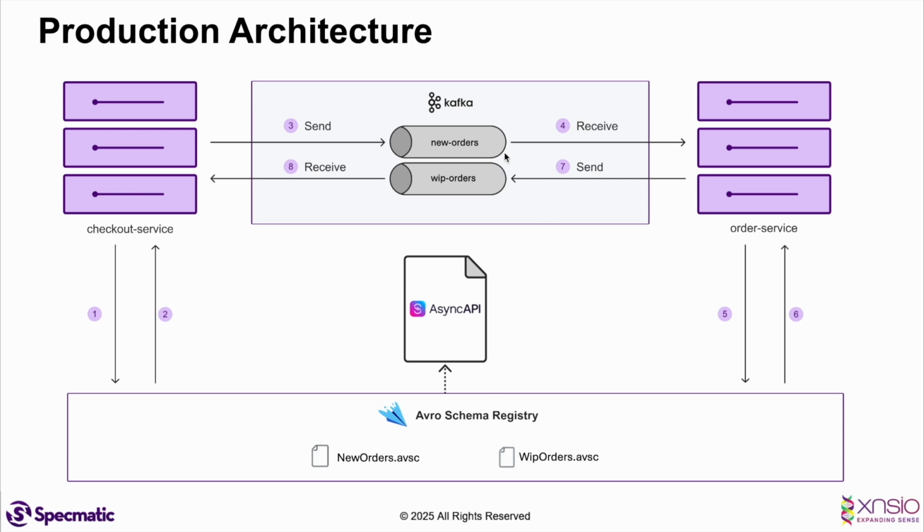This is precisely where async API spec helps bridge the gap by defining the entire contract of the async interactions along with the message schema definitions. Let's quickly have a look at this async spec.